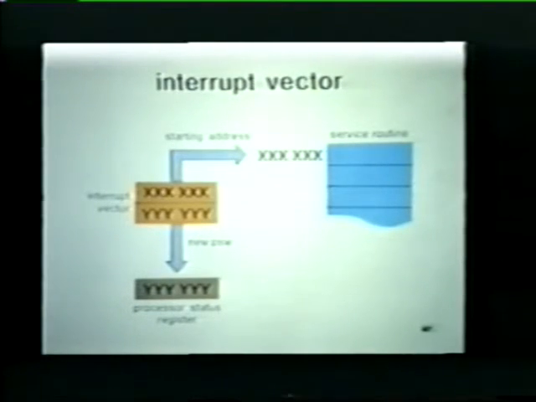The first word location in memory contains the starting address of the device's service routine. The second memory location contains a new status word which is to be used while the processor is executing the service routine. The CPU retrieves this status word from memory and loads it into its PSW register.